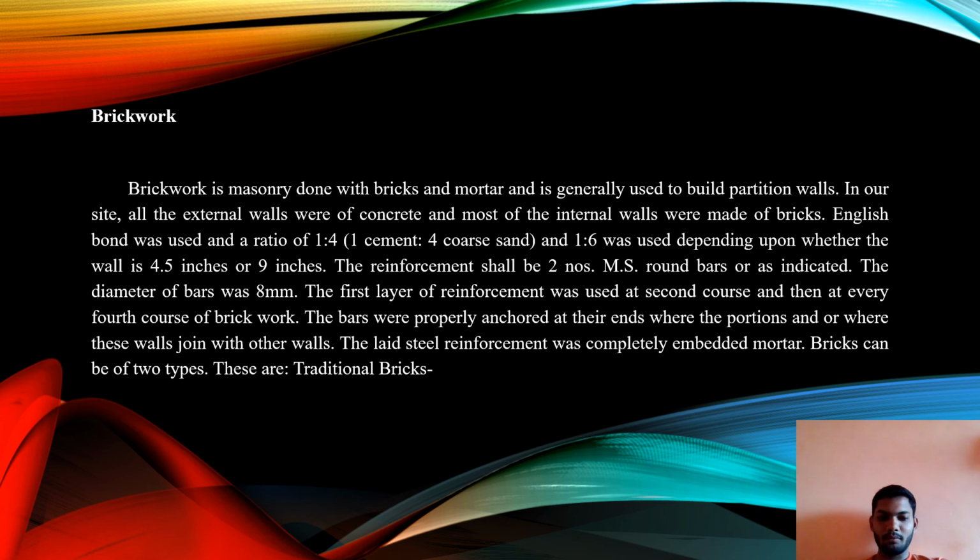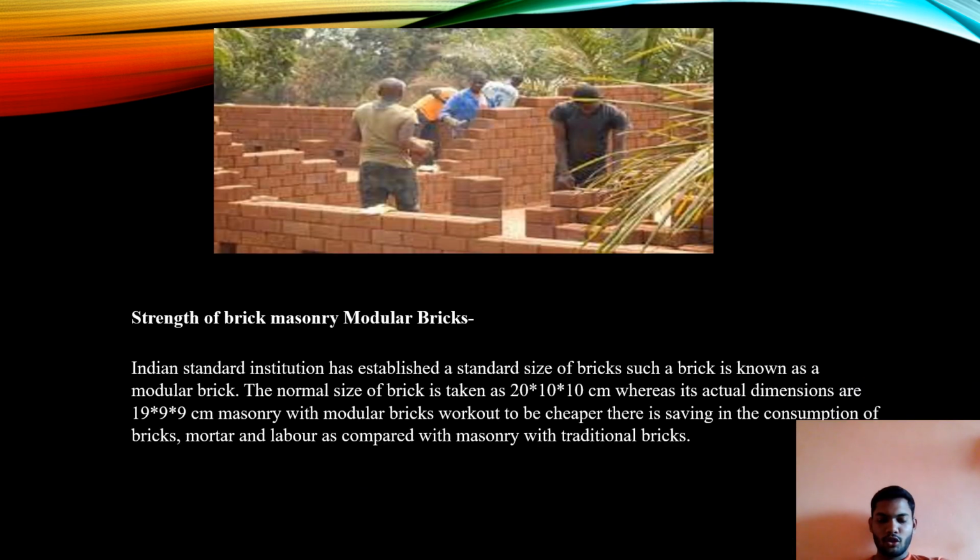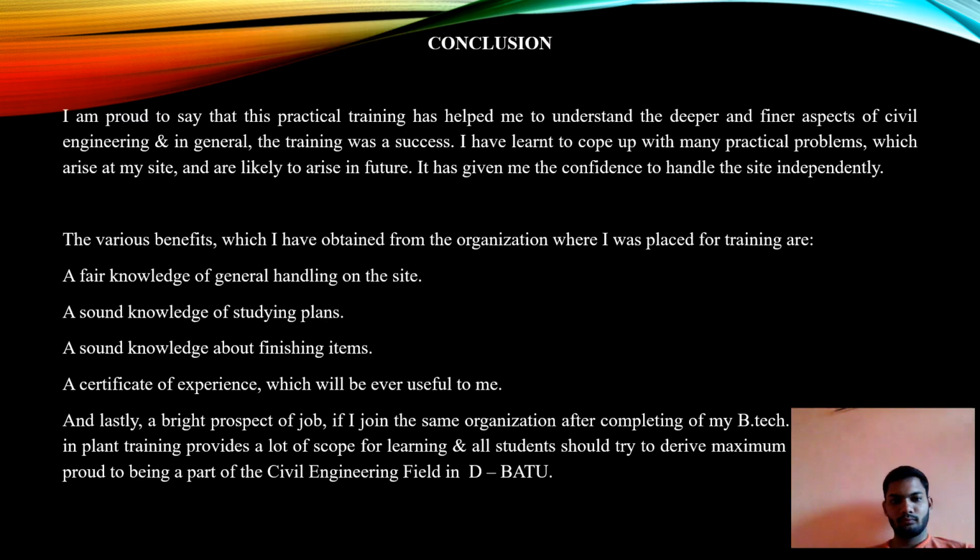Bricks can be of two types: traditional bricks and modular mortar bricks. The Indian Standard Institution has established the standard size of the brick, known as the modular brick. The nominal size of the brick is 20 by 10 by 10 centimeters, where the actual dimensions are 19 by 9 by 9 centimeters. Masonry with modular bricks works out to be cheaper. This saves consumption of bricks, mortar and labor compared with masonry with traditional bricks.